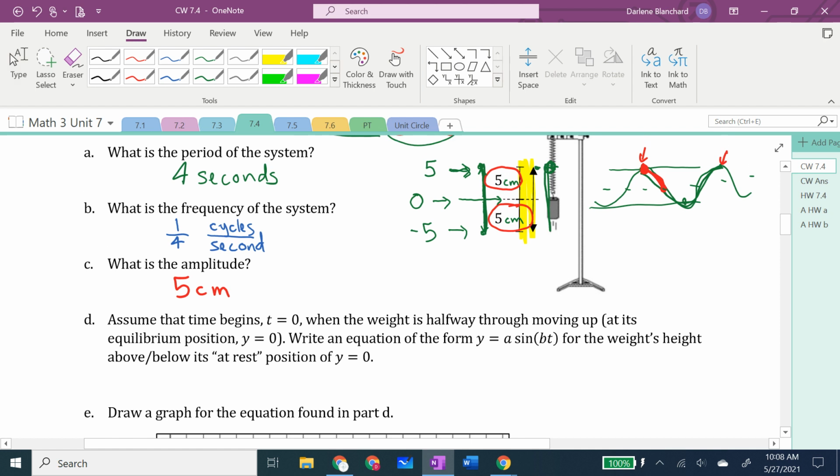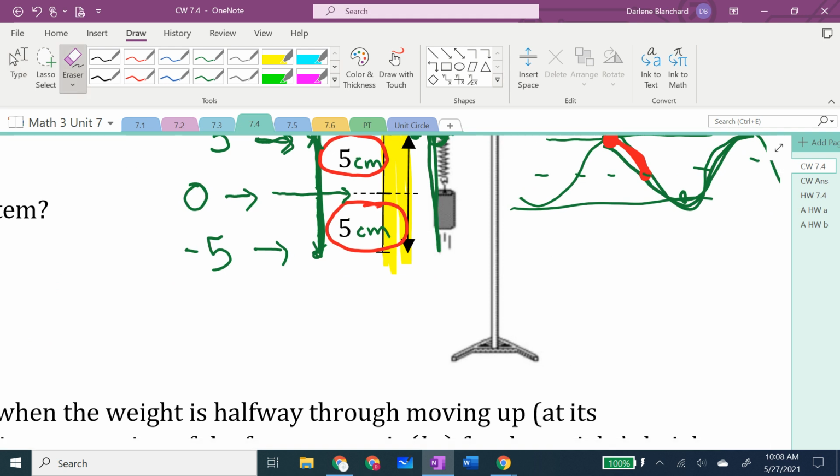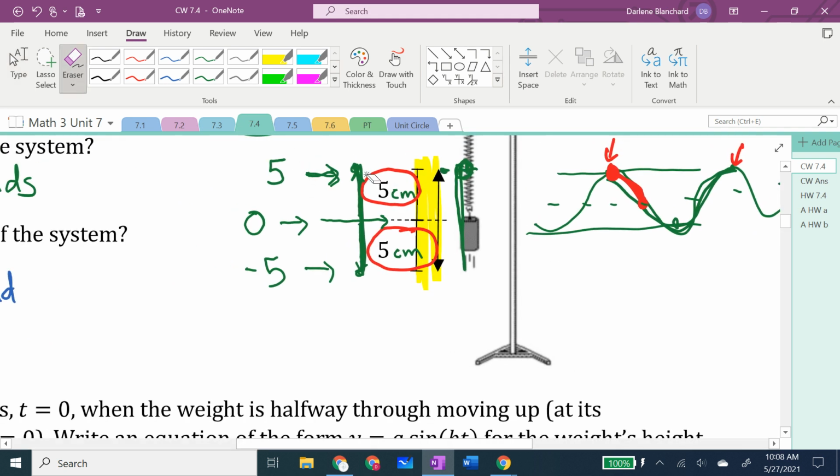On to part D. Assume that time begins when the weight is halfway through moving up. So if I'm halfway through moving up, and that's where I decide to start, let's first of all look at the picture and what that's saying.